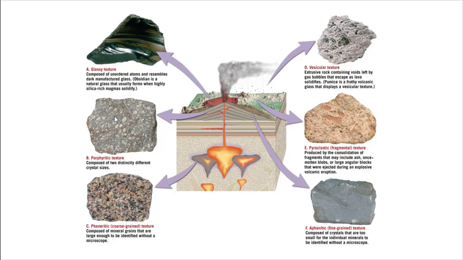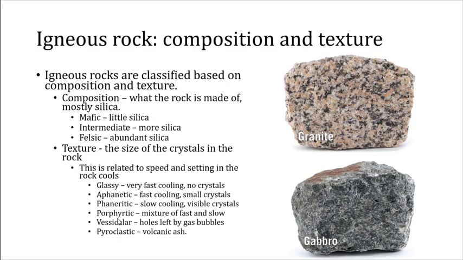So you're going to have two different cooling speeds that correspond with two different settings. Vesicular is something that people confuse with porphyritic a lot, because vesicular has holes in it, and so people think pore.